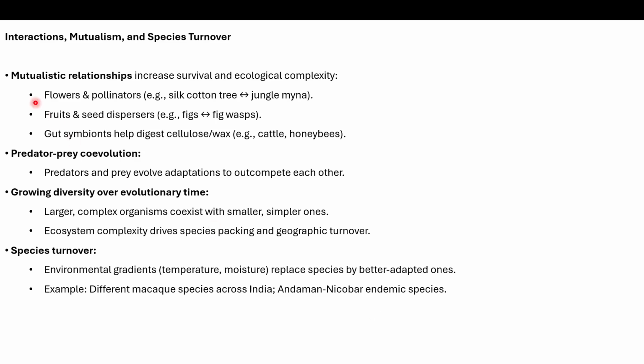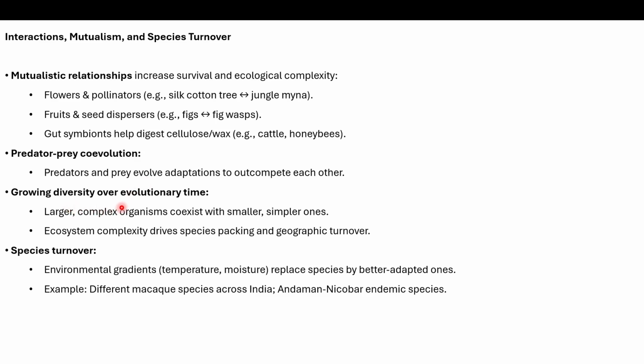All right. Now, when we talk about interactions, mutualism, and species turnover: in a mutualistic relationship, what happens is it increases the survival and ecological complexity. For example, there are flowers and their pollinators. There are fruits and the dispersers of seeds. Then there are gut symbionts, which help to digest cellulose in cattle or wax in honeybees. Then there's predator-prey coevolution, where predators and prey evolve adaptations to outcompete each other.